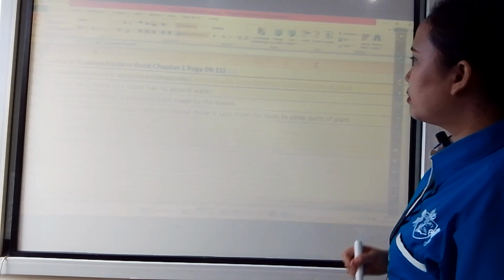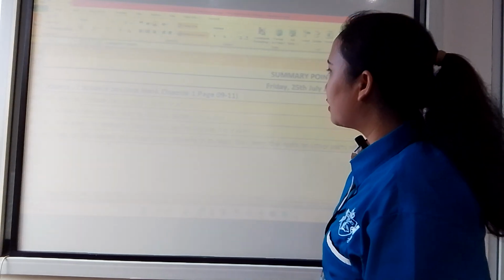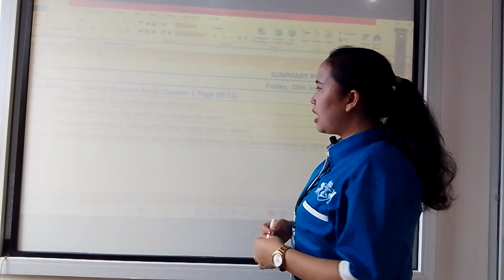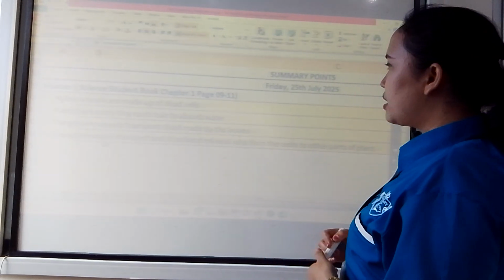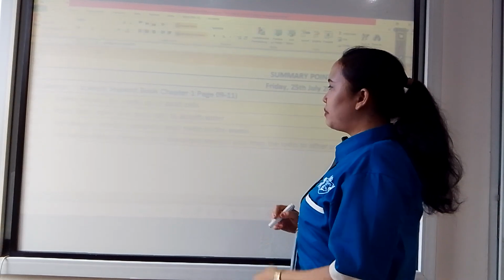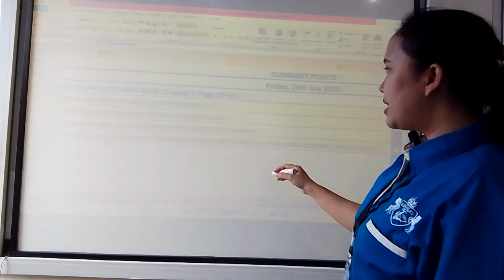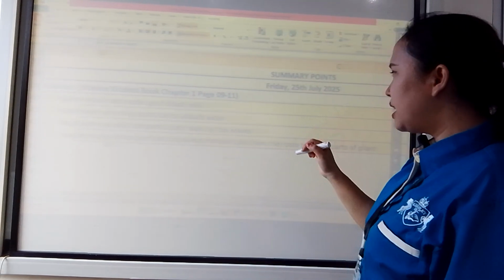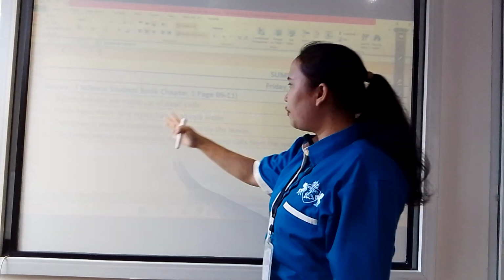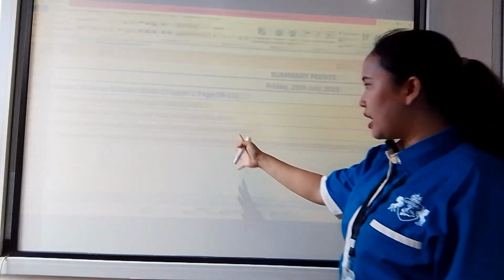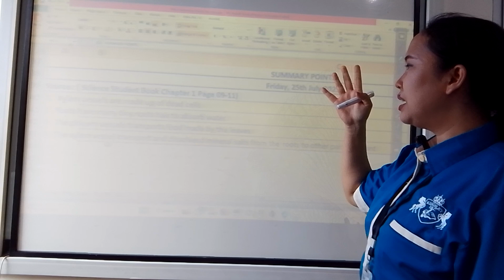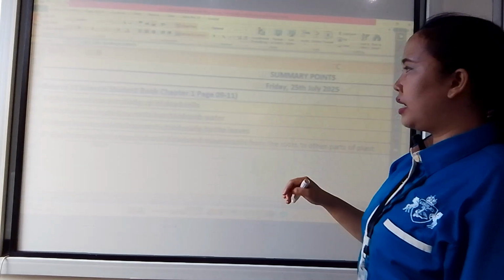Okay, please explain this one. Okay, xylem vessels are made up of dead cells. Yes, the xylem vessels are made up of dead cells because the dead cells don't need energy to help the xylem vessels. And then the dead cells can help the plants grow like that.